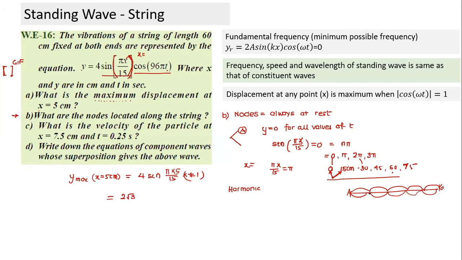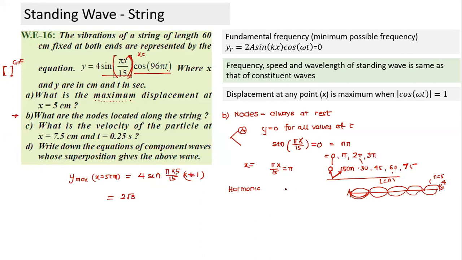How many lambda by 2 are there? L has to be equal to n lambda by 2. How many lambda by 2 do you count? 1, 2, 3, 4, 5. So n is equal to 5, the fifth harmonic, and this one is called the fourth overtone.